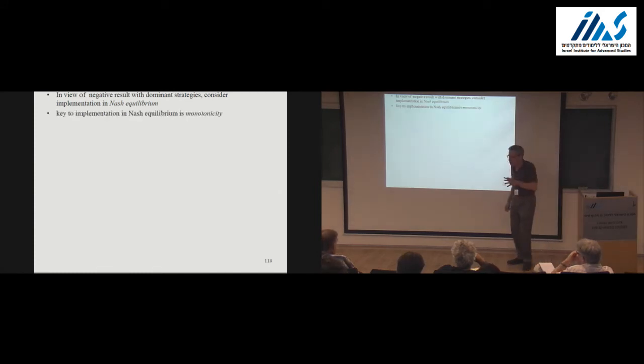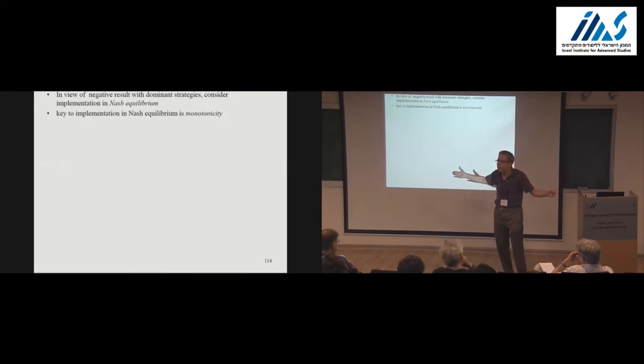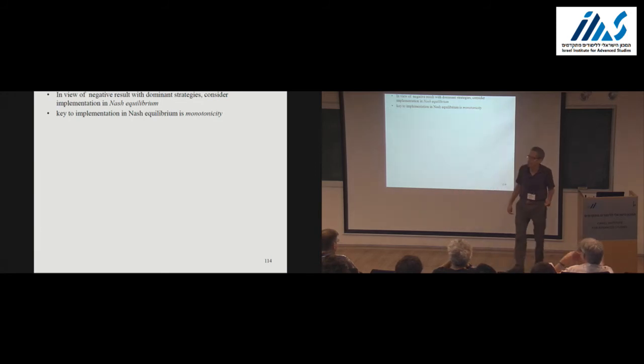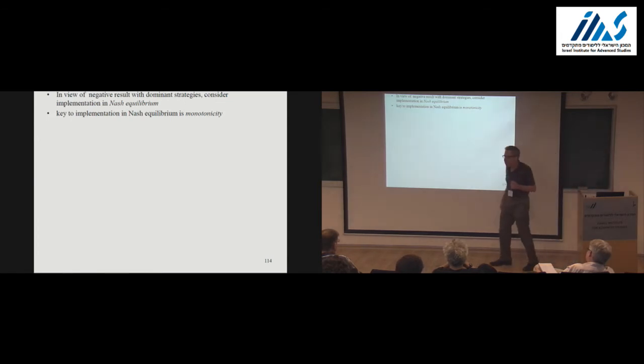So just as I characterized what was implementable in dominant strategies, dictatorships, I want to characterize what is implementable in Nash equilibrium. And it turns out that the key to Nash implementation is a condition called monotonicity.